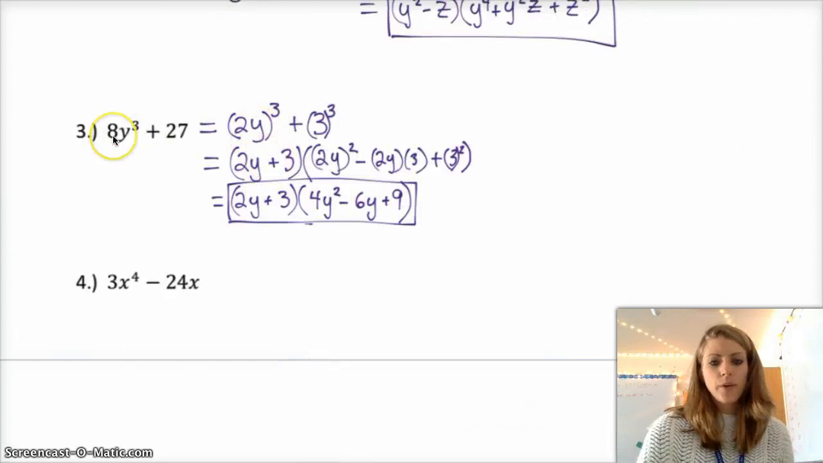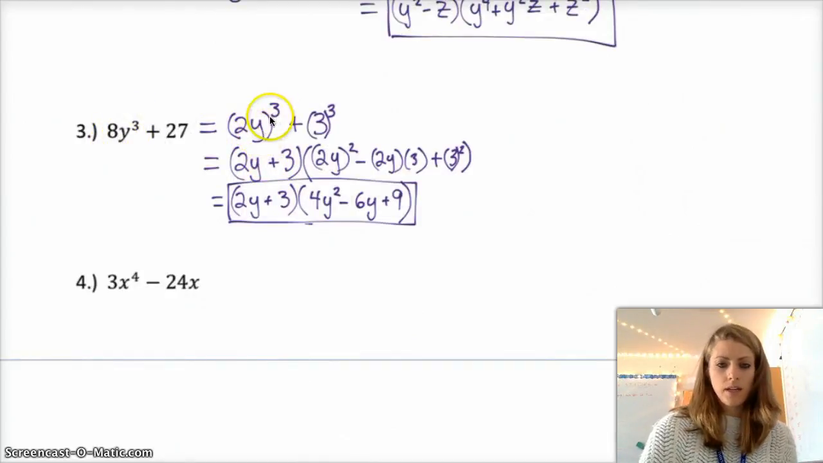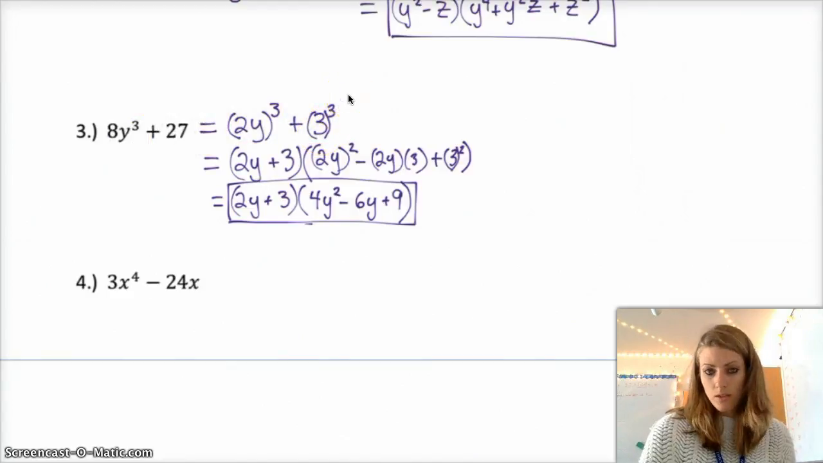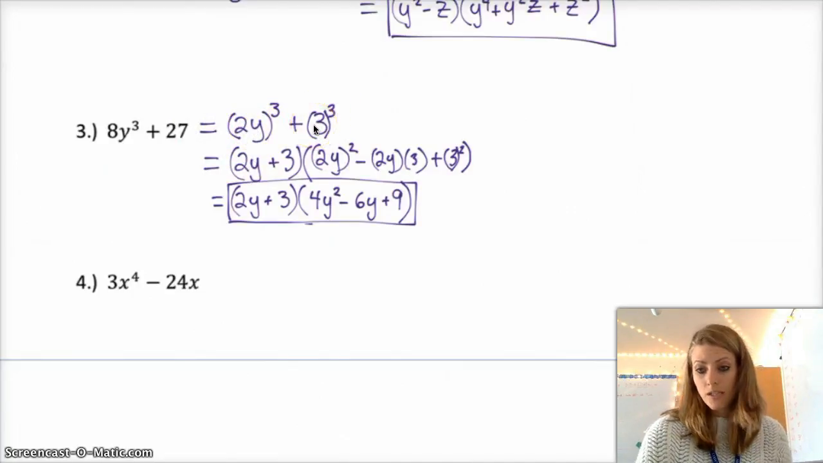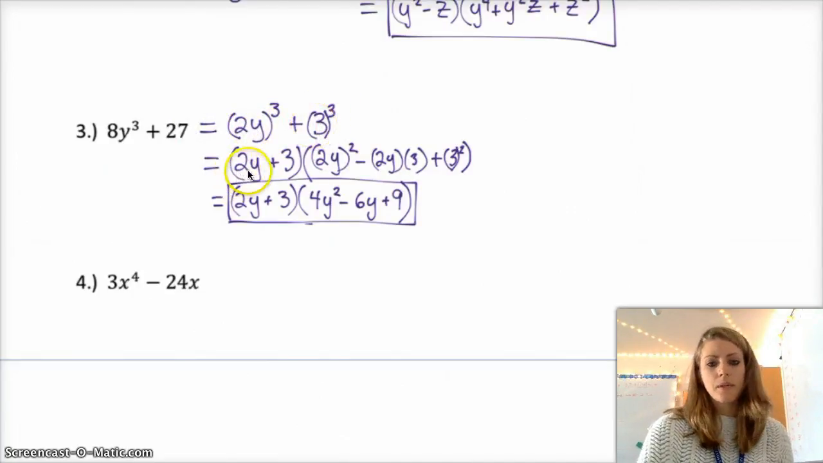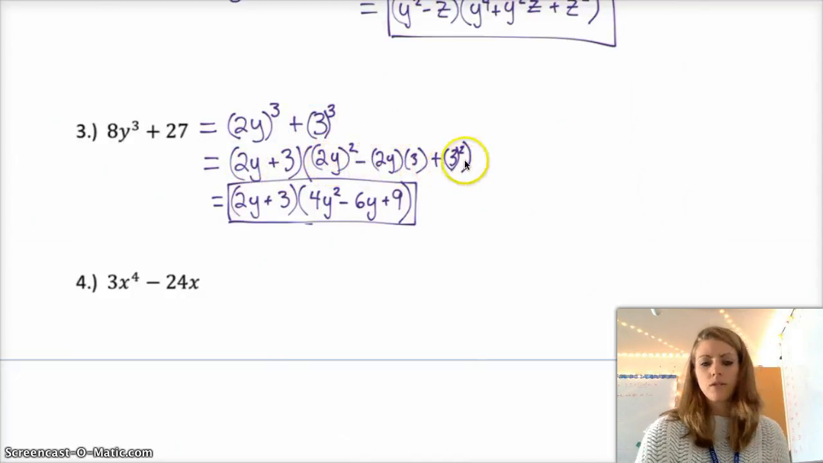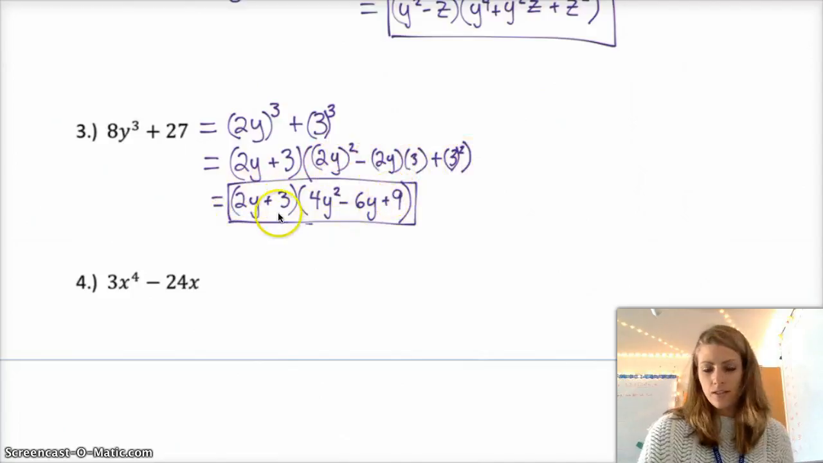So for 3, you want to write 8y cubed as 2y cubed. So that's equal to the same thing, because 2 cubed is 8, and y cubed is just y cubed. And 27 you would want to write as 3 cubed, because 3 times 3 times 3 is 27. So then this is your a term, this is your b term. We're using the sum formula, so it just ends up to be 2y plus 3 times 2y squared minus 2y times 3 plus 3 squared. And then this is your final result once you simplify a little bit.